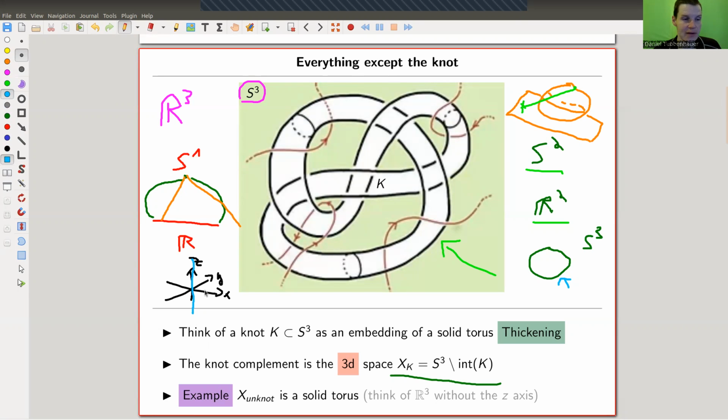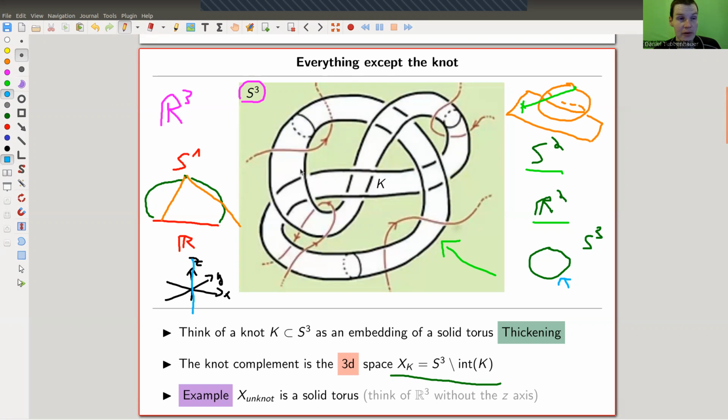In general, as I said, those complements are rather complicated. So even for the unknot, that was not quite a completely trivial yoga, just taking out the z-axis, but they're really, really good invariants. So the knot complement is an invariant of the knot, a really strong one, actually.